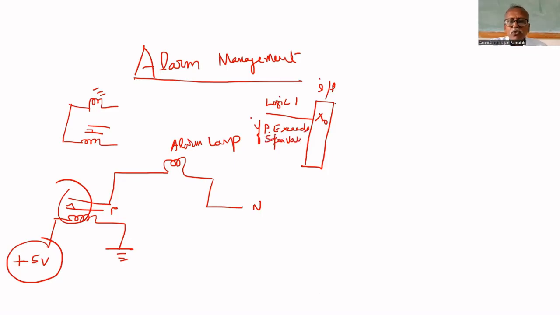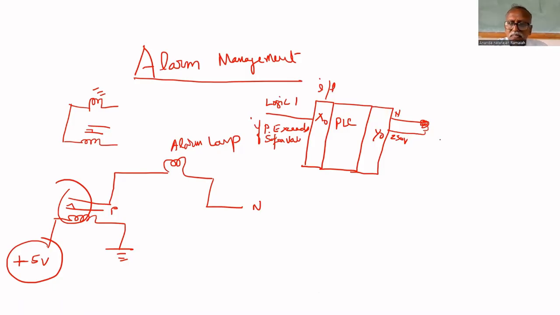This logic 1 can be used to operate the lamp. This is the PLC. In the output module, at Y0, a lamp is connected. A lamp is connected. This is neutral. This is Y0. Based on that, this is 230 volt, let us say single phase. This is the connection diagram.